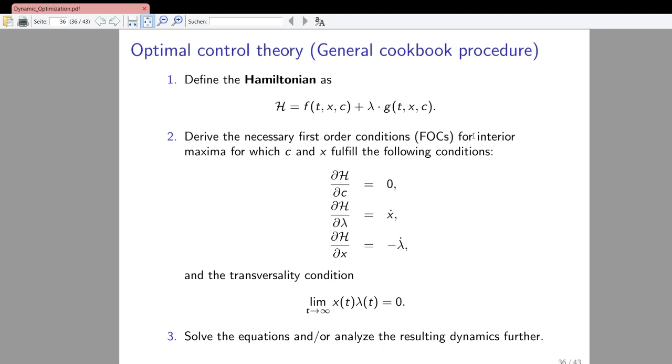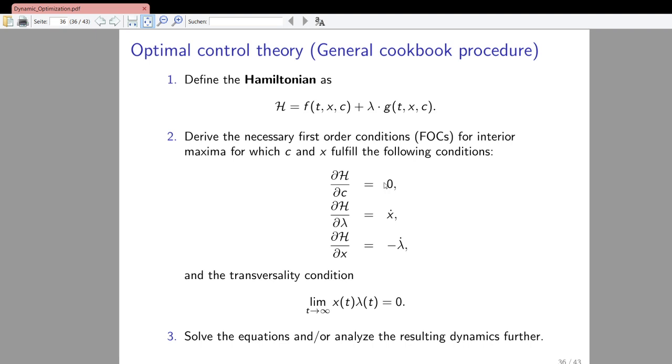So that's the Hamiltonian. In the second step, we have to derive the necessary first order conditions for an interior maximum, for which the control variable and the state variable fulfill the following conditions. We take the derivative of the Hamiltonian with respect to the control variable and set this equal to 0. That's a standard first order condition, ensuring that we could not increase the Hamiltonian anymore by changing the control variable at a certain point in time. Only then the choice of the control variable could have been optimal in the first place.